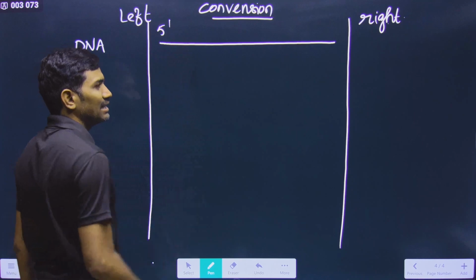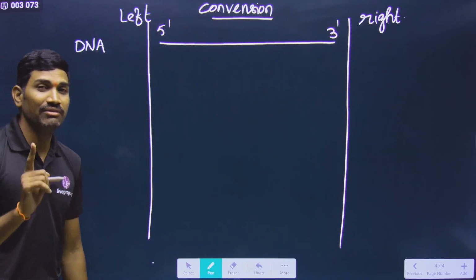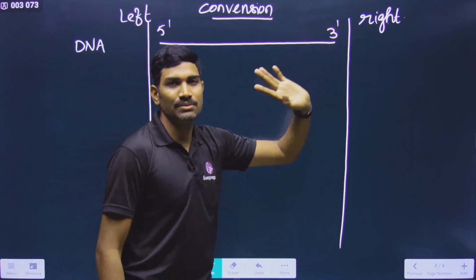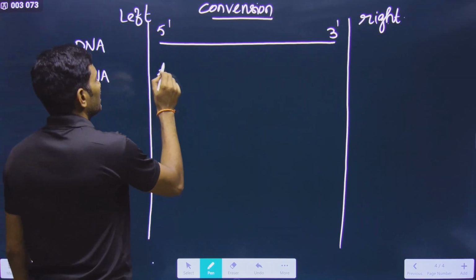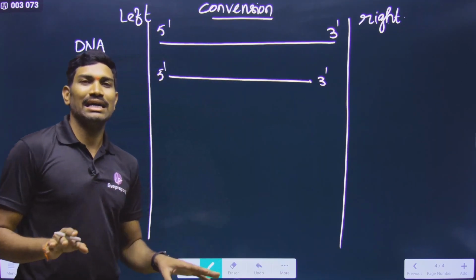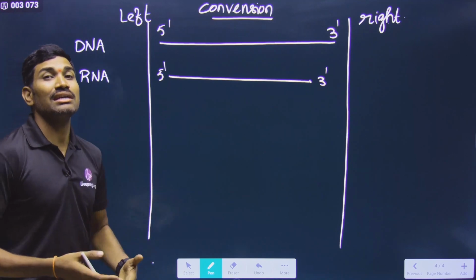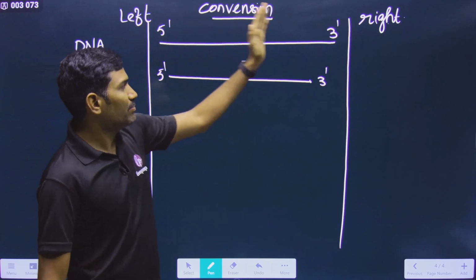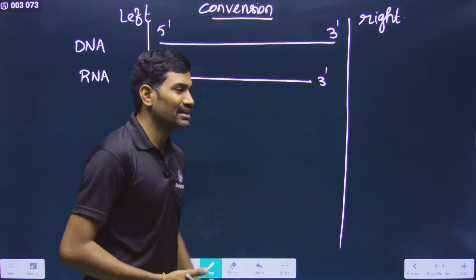For DNA, the left side end is the 5' end, the right side end is the 3' end. Please remember this, very very important for the examination. For DNA, the left side end is the 5' end, the right side end is the 3' end. Clear? Next one, for RNA. For RNA also it is the same. Left side end is the 5' end, right side end is the 3' end. For both nucleic acids it is exactly the same, because these directions are decided based on their synthesis. During synthesis, how exactly is it happening? DNA synthesis occurs from 5' to 3'. That's why we write like this. RNA synthesis occurs from 5' to 3'. That's why we write like this.